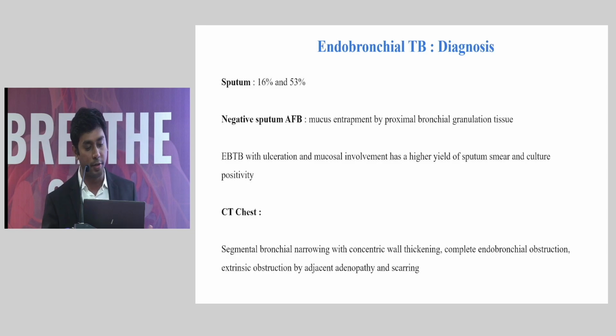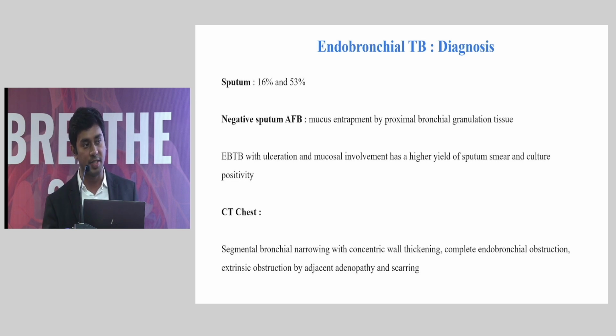However, with the advent of GeneXpert, you can still diagnose many of these cases of endobronchial TB. But one important modality which really helps us identify which patient should be subjected to bronchoscopy is your CT scan. In your CT scan, if you are able to demonstrate a bronchial narrowing, an endobronchial obstruction, or a lymph node eroding into the bronchus, then these are signs which may indicate your patient may be suffering from endobronchial TB.